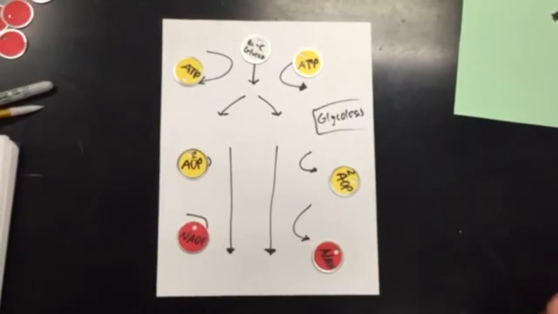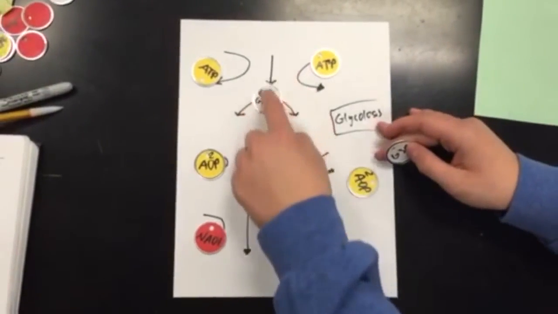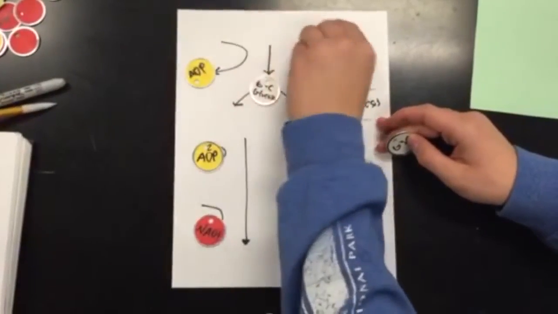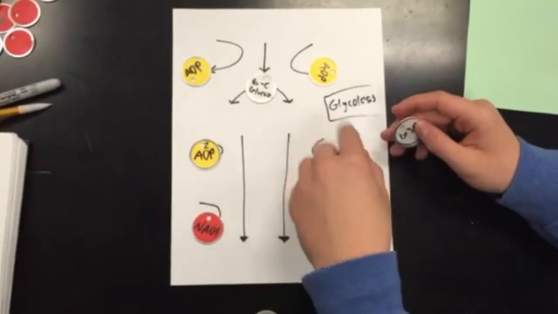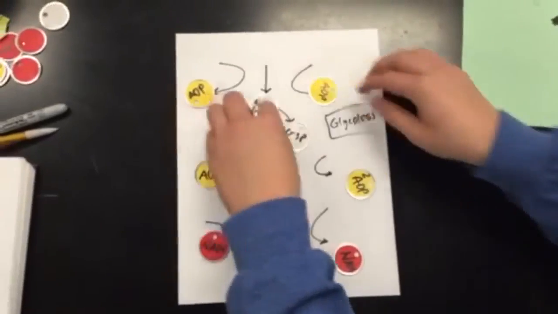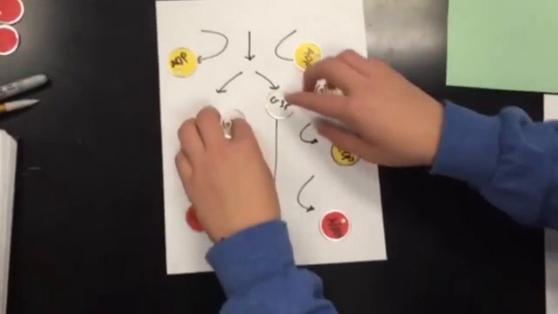The next thing to happen is cellular respiration. Cellular respiration starts with glycolysis. Glycolysis happens in the cytoplasm. First, we have the glucose. The 6-carbon molecule of glucose is broken into two 3-carbon molecules using ATP.